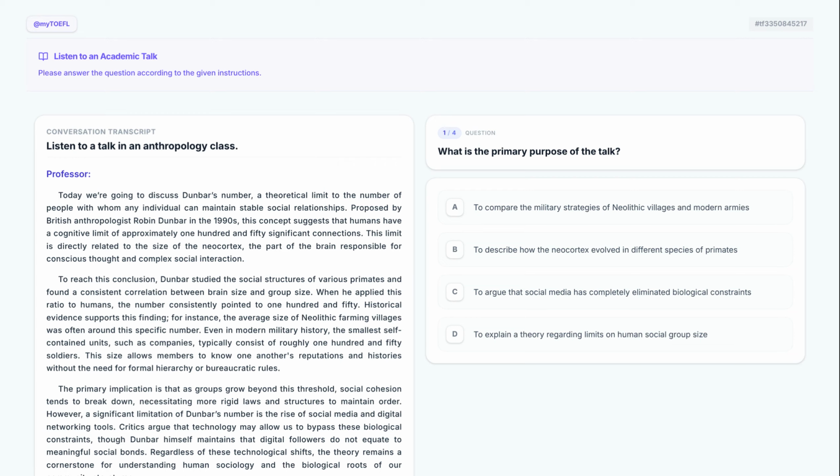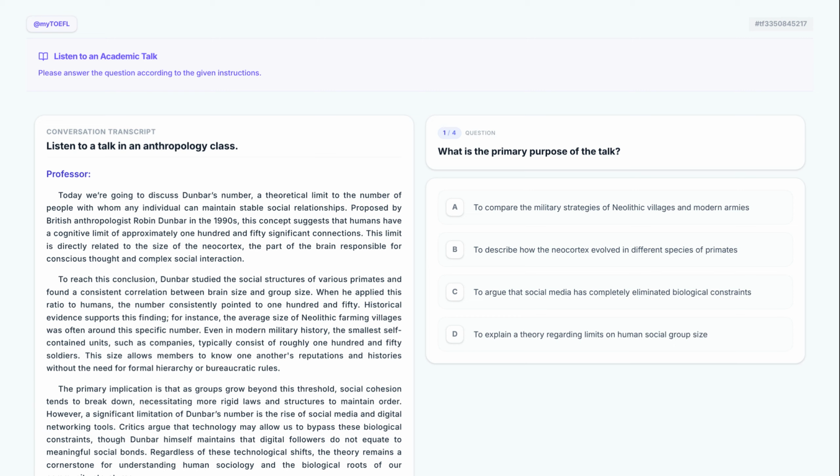This limit is directly related to the size of the neocortex, the part of the brain responsible for conscious thought and complex social interaction. To reach this conclusion, Dunbar studied the social structures of various primates and found a consistent correlation between brain size and group size. When he applied this ratio to humans, the number consistently pointed to 150.